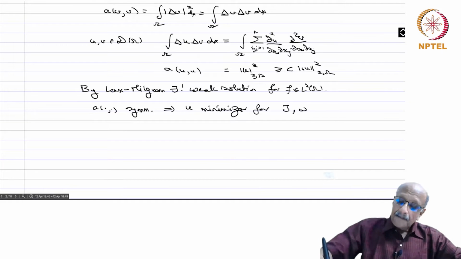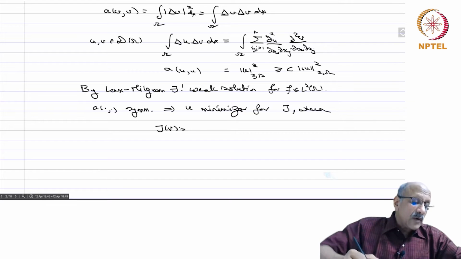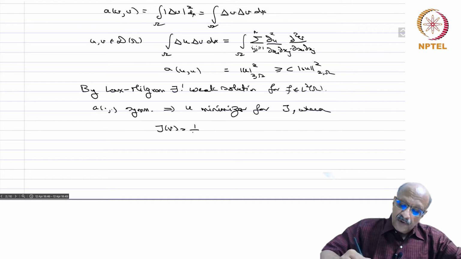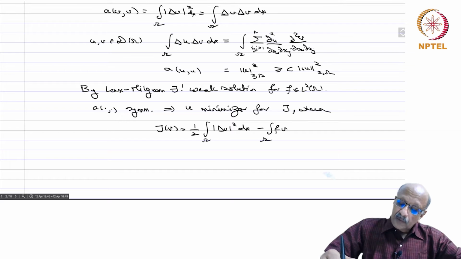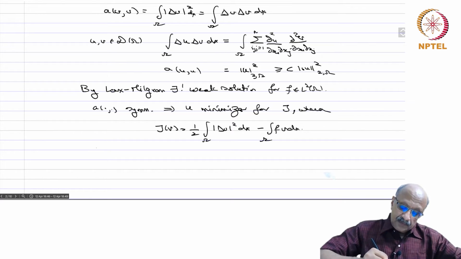where J(v) equals 1/2 of the integral over omega of |delta v| squared dx minus the integral of fv on omega dx, over H^2_0(omega).